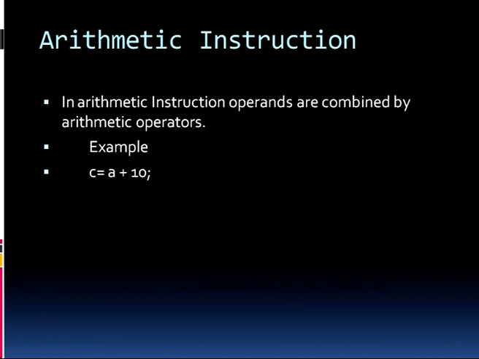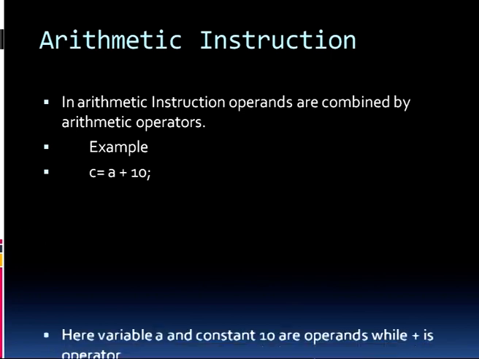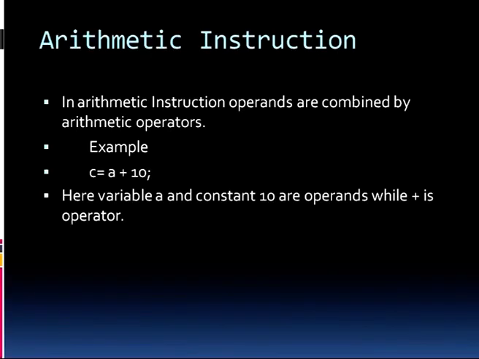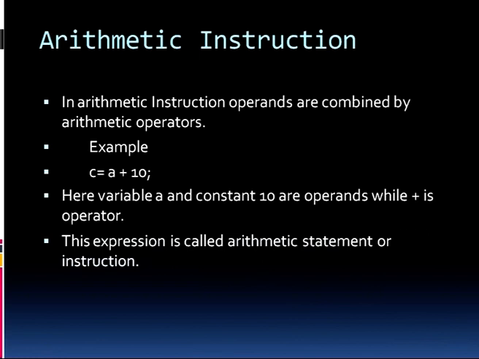In this statement, a is a variable and 10 is a constant, while this symbol plus is called an operator. In this expression, a and 10 are operands, while the plus symbol is the operator. So in this arithmetic instruction, a and 10 are combined by the operator plus. This whole expression is called an arithmetic statement or instruction.